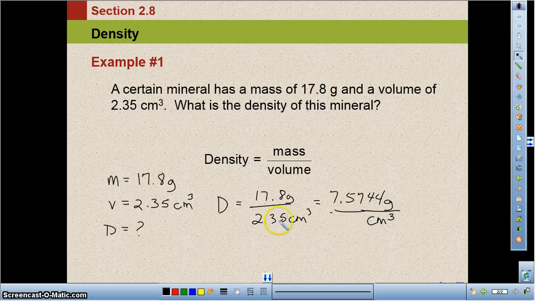Now let's look at sig figs. We have 3 in this one and 3 in this one. We're doing a division problem, so I keep the same number of sig figs as the least number in my problem. Since they both have 3, I should keep 3 in my answer. So here's 1, 2, 3. I look at this place. Is it 5 or larger? No, so we're going to keep the 7. So our final answer is going to be 7.57 grams per cubic centimeter. And go ahead and draw a box around it, and that helps you identify where your answer is.